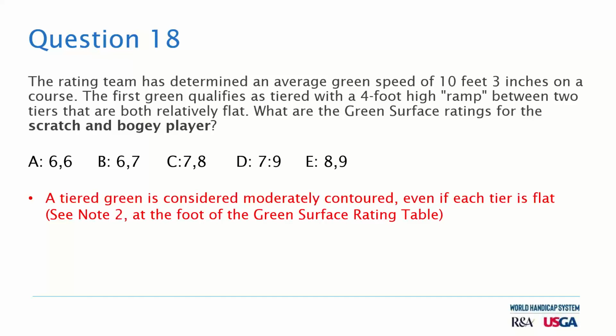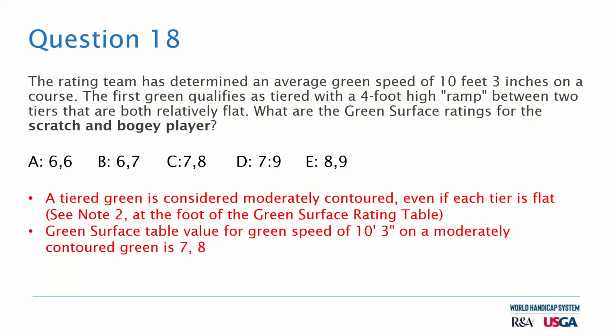So certainly, what may have thrown some people off is where we talk about each tier is relatively flat. Well, that may be the case, but based on what we know as the default for any tiered green, it's at least going to use the moderately contoured middle column as a baseline. The green surface table value for green speed of 10 feet 3 inches on a moderately contoured green is 7 and 8, respectively for scratch and bogey there.